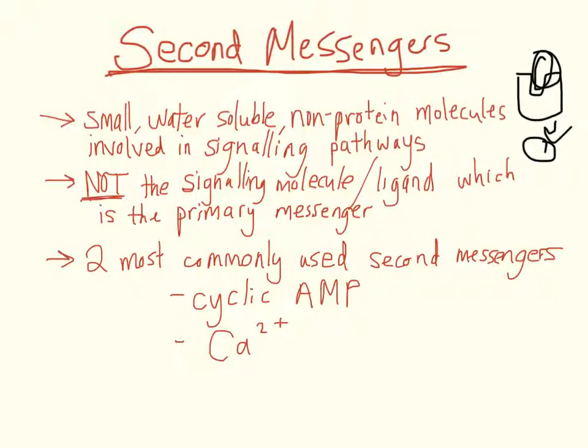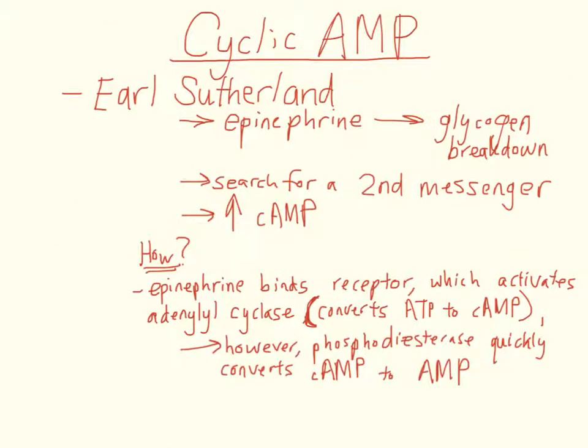So two of the most commonly used second messengers are cyclic AMP and calcium ions. Let's first talk about cyclic AMP.